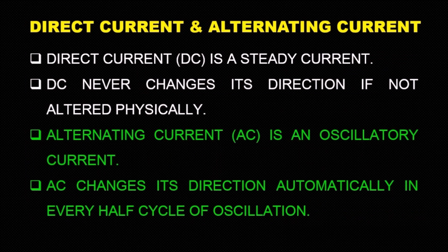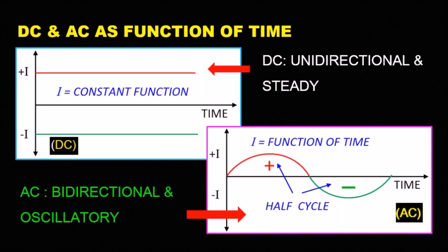Now let us see the difference between direct current and alternating current. Direct current is a steady current. Direct current never changes its direction if not altered physically. Alternating current is an oscillatory current. Alternating current changes its direction automatically in every half cycle of oscillation. We can express DC and AC as a function of time. This figure shows the graphical representation of DC and AC.